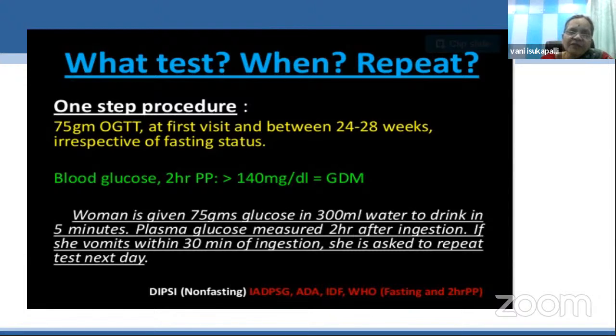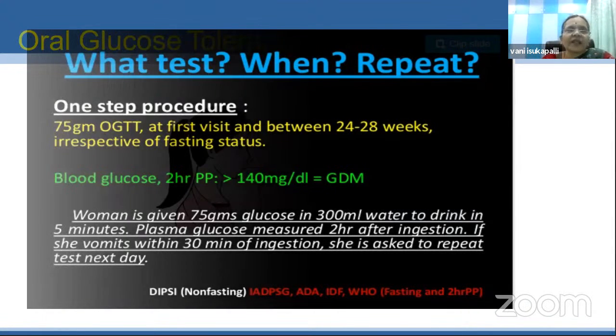If the woman vomits within 30 minutes of ingestion, the test has to be abandoned and repeated. If the vomiting occurred after 30 minutes, we can continue the test. This is the test recommended by the Government of India under the GDM guidelines. WHO endorsed the OGTT, taking 75 grams glucose and doing a blood sugar after 2 hours. So that is the test which has to be done.